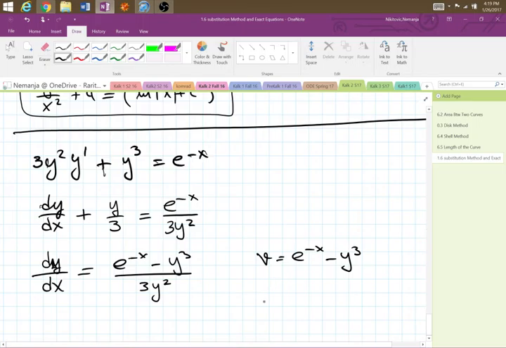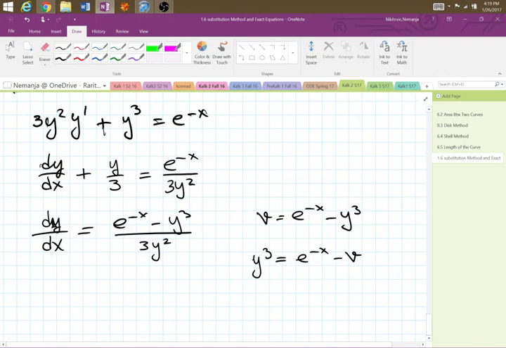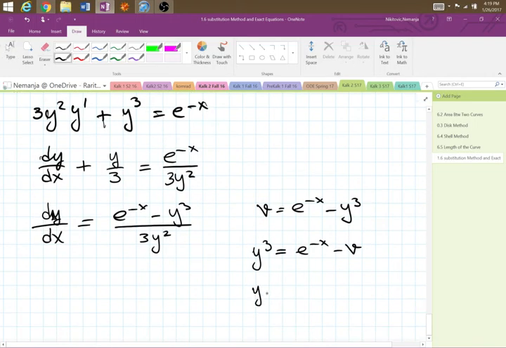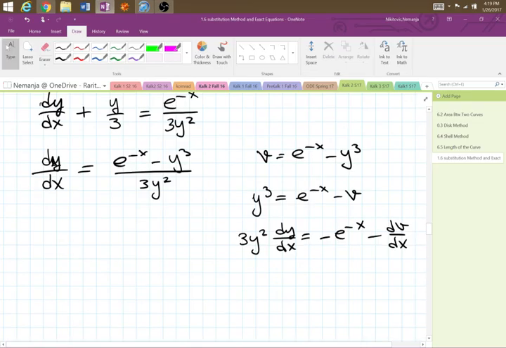We solve for y. Well, y cubed first is equal to e to the minus x minus v. We can do implicit differentiation. So 3y squared dy/dx is equal to negative e to the negative x minus dv/dx. Awesome. We plug everything in.